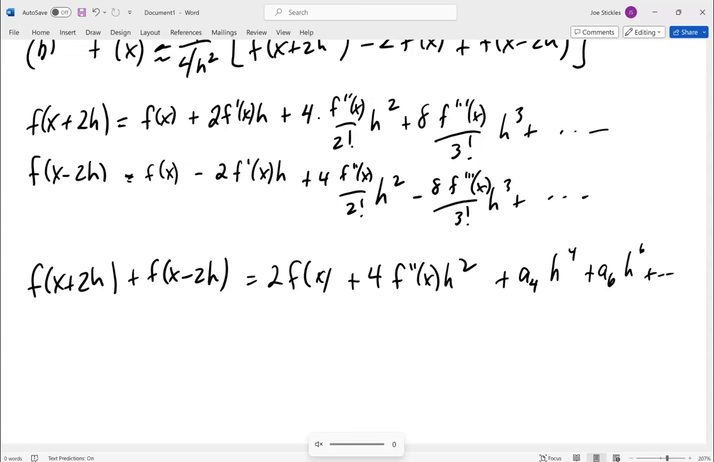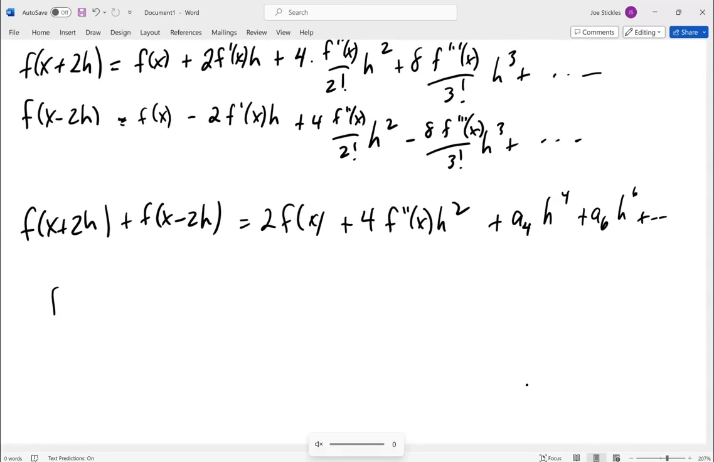Now what should we do? We're trying to get an approximation for the second derivative. What should we do? Yeah. Subtract everything over and divide by 4h squared, right? So you'll get the second derivative will be 1 over 4h squared times the piece that we need.